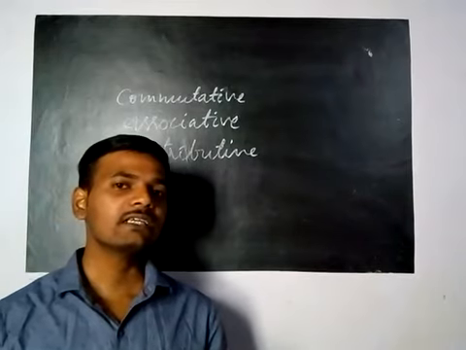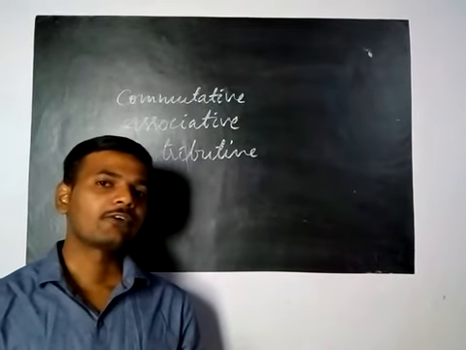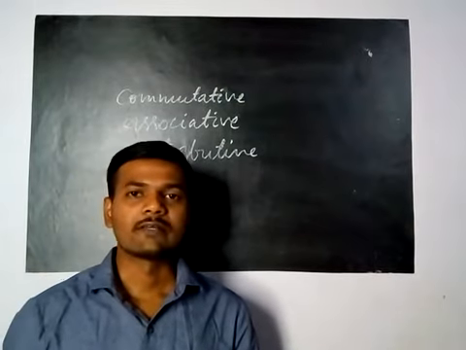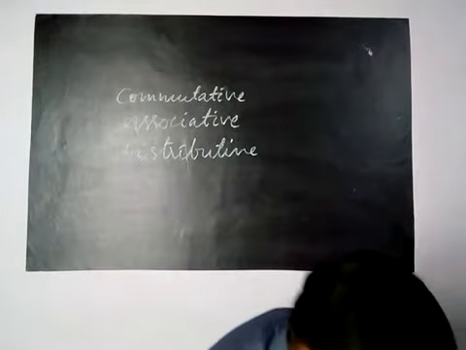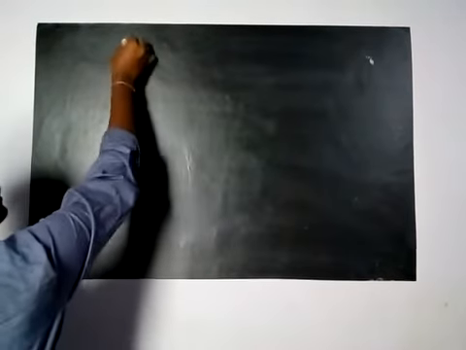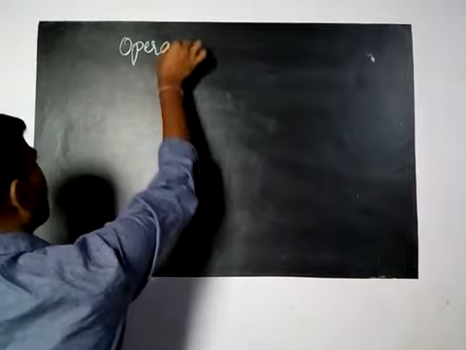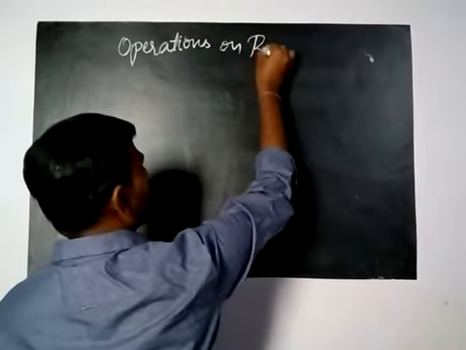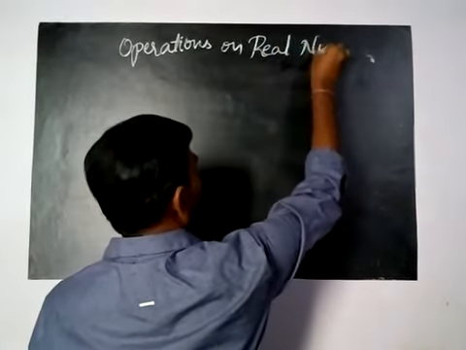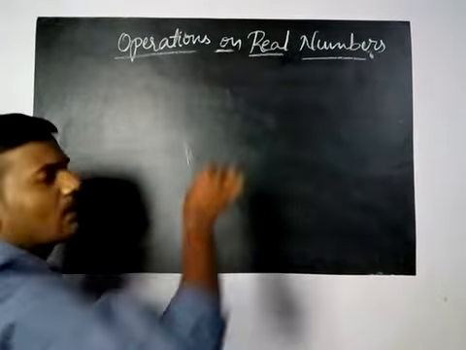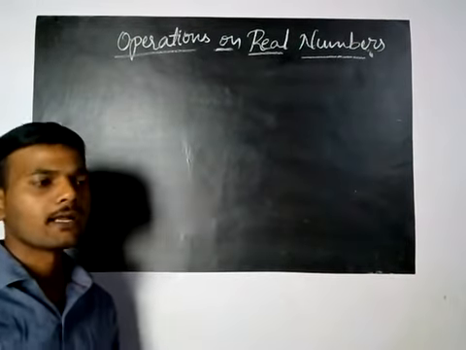Now we are going to discuss operations on real numbers. Real numbers are the set of all rational and irrational numbers. Operations on real numbers.